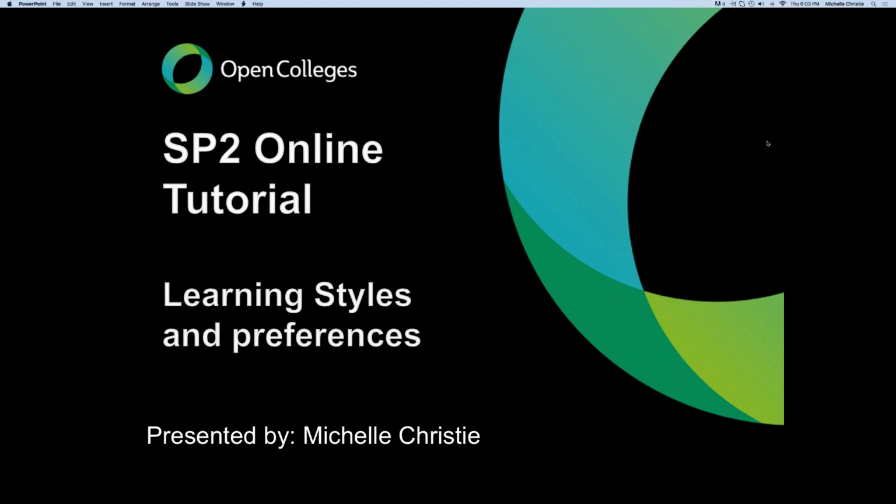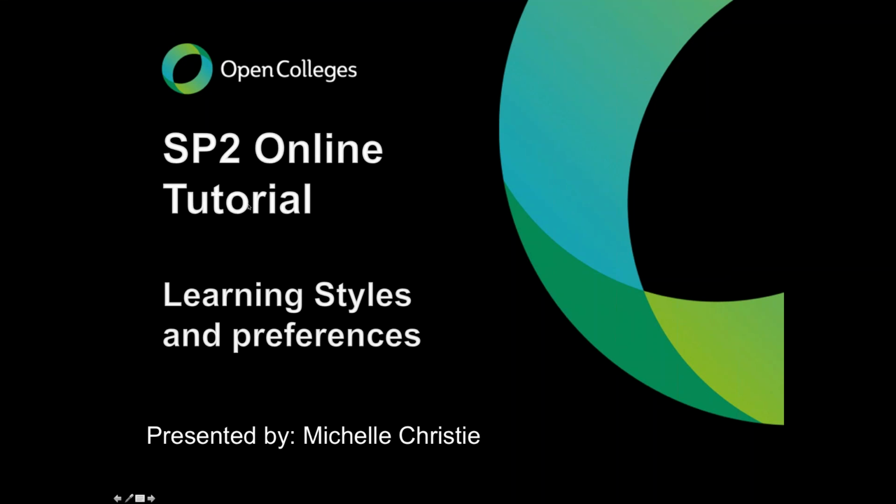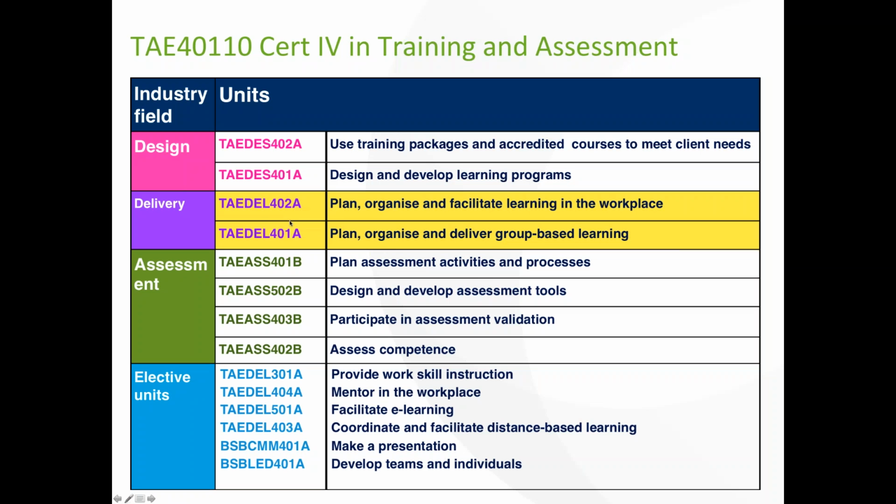So tonight I'm going to be looking at the learning styles and preferences. I thought I'd draw your attention to the Certificate IV in Training and Assessment first. There are different skill sets that you will learn throughout the course. In Study Period 1, you would have done design, which is about using training packages and developing learning programs. You're now in Study Period 2, so that's why I've highlighted that in yellow.